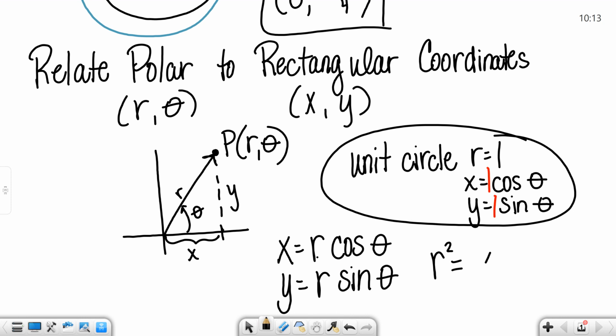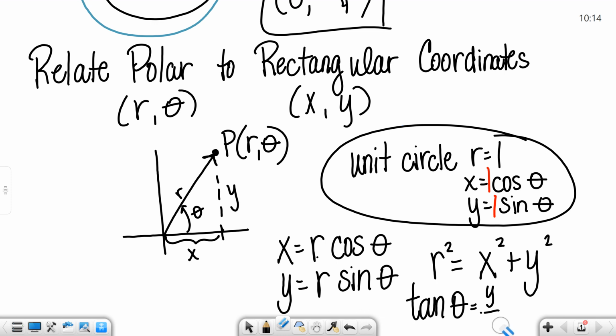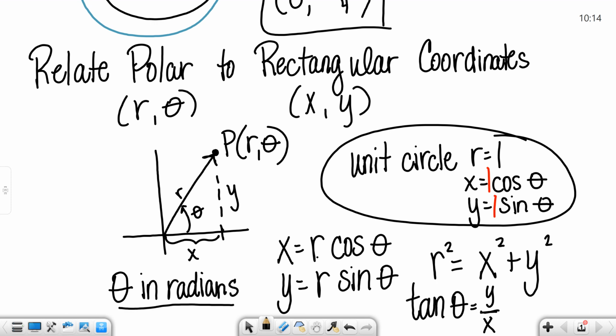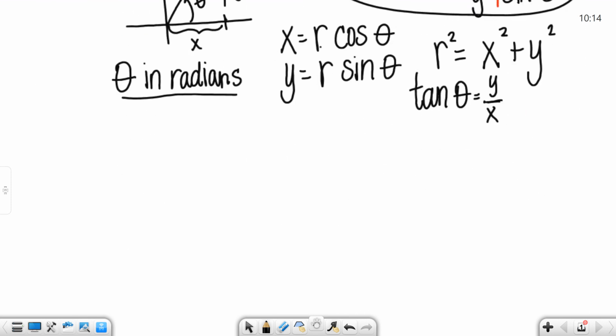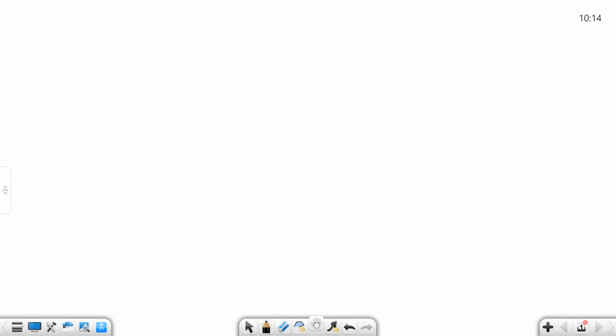R squared is x squared plus y squared. That part hasn't changed. And another thing that hasn't changed is we know to find the tangent of theta, we put our y value over our x value. That has not changed. And we need to make sure we're thinking of theta in radians. In the polar system, theta is going to be in radians. All right, so let's use this information. I'll leave it where we can see it right there.